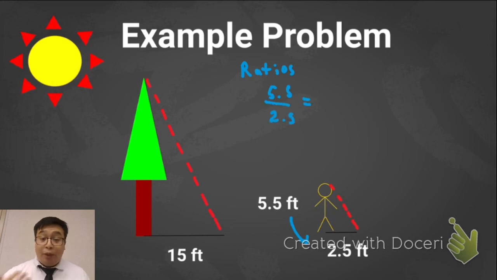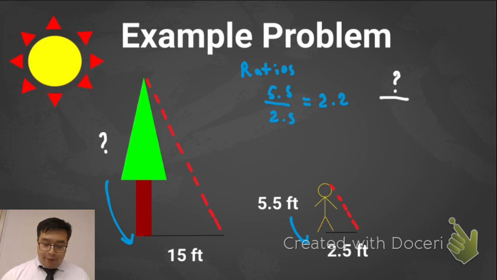What's the ratio of the smaller triangle? Well, 5.5 divided by 2.5 is going to be 2.2. And I know that since these are similar figures, the ratio between the height of the tree and its shadow must also reduce down to 2.2. So the height of the tree, question mark, compared to its shadow, which is 15 feet, this also has to reduce down to 2.2. So what should be the height of the tree so that when I divide it by 15, it maintains the same ratio, it stays similar?